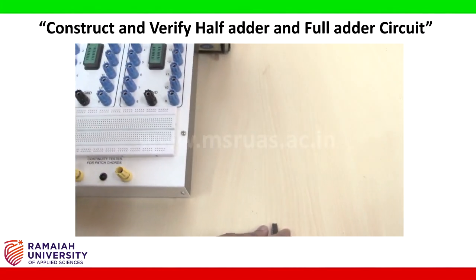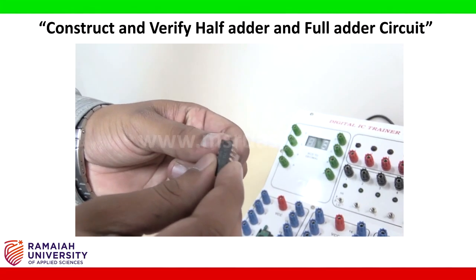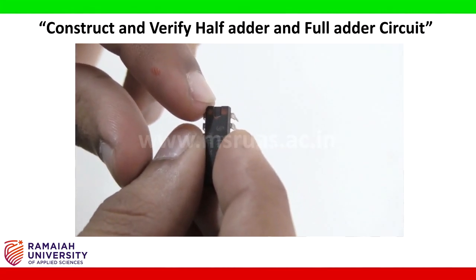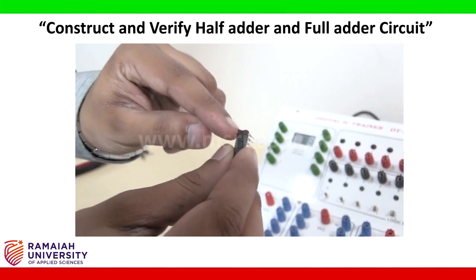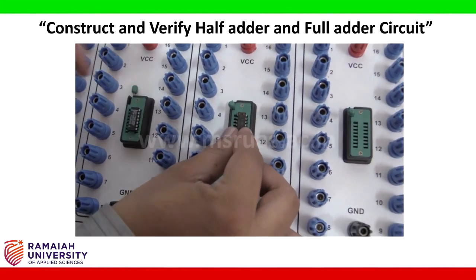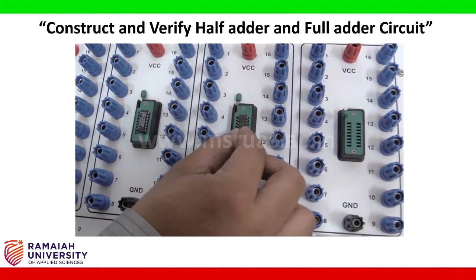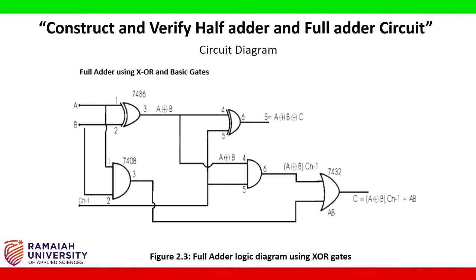Now we will place 7432 IC. This is OR gate, and again make sure while placing this IC into the IC base, this IC notch presented here should be directed upwards. So place into the IC base and close the lever. Make sure the IC is not coming out. Now let us connect the circuit as per the circuit diagram.